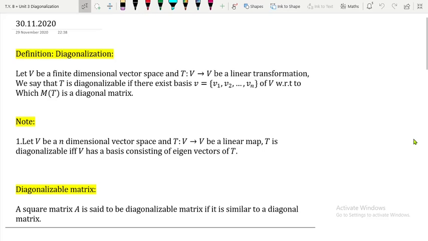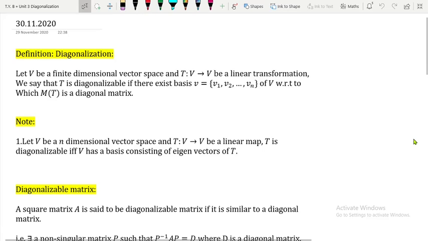So hello my dear students, today we are going to start with unit number 3, that is diagonalization. So let us try to understand the definition of diagonalization first, and then slowly and steadily we will move towards the examples. So it's my request to you that pay proper attention, because each and every concept is important. Then and then only you will understand the examples based on diagonalization.